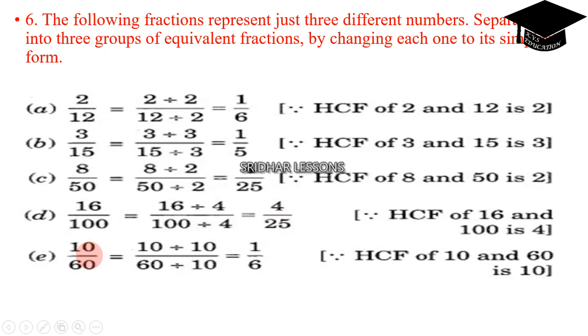Next problem, 10 by 60. The HCF of 10 and 60 is 10. So 10 divided by 10 by 60 divided by 10 equals 1 by 6. Or simply we can cancel these two common zeros and make it 1 by 6. I told you each problem has many solutions and we have to take the good, optimal solution.